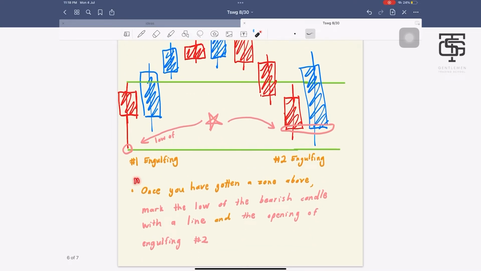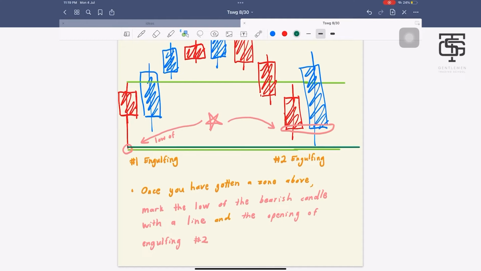So let's read this. Once you have gotten a zone above, mark the low of the bearish candle, which is this bearish candle. Mark the low with a line, and the opening of engulfing number 2. So what we're going to do right now is mark two lines. The first line that we're going to mark is, let's use a red color, maybe a blue, or maybe a green. So this is going to be the low. You're just going to make a line like this.